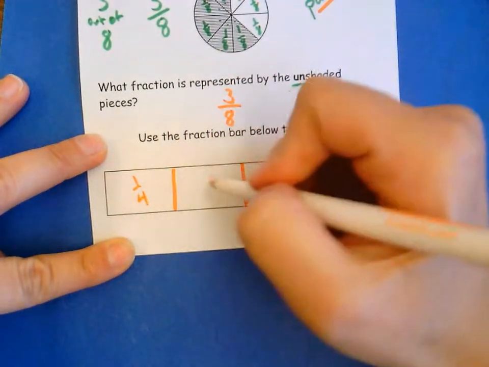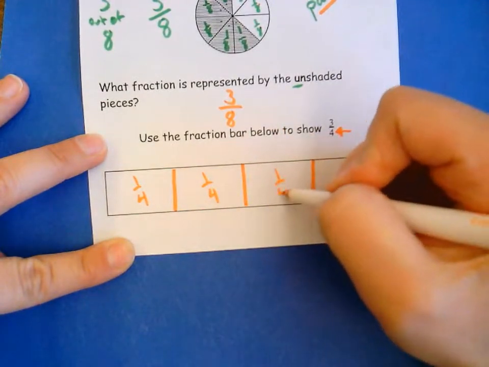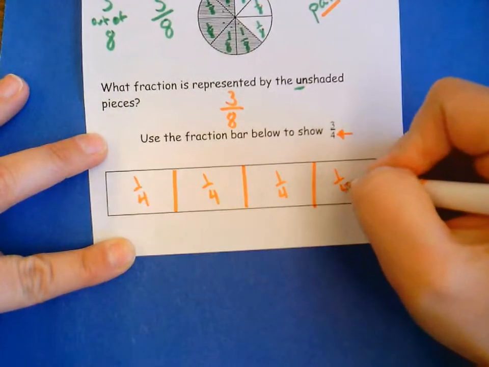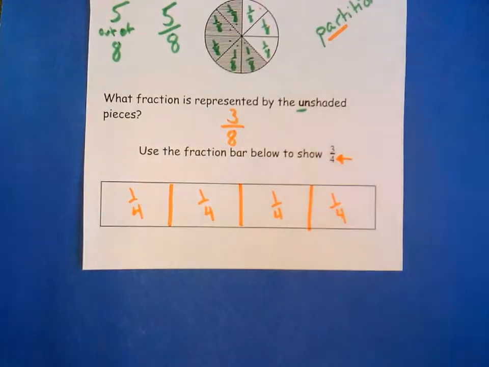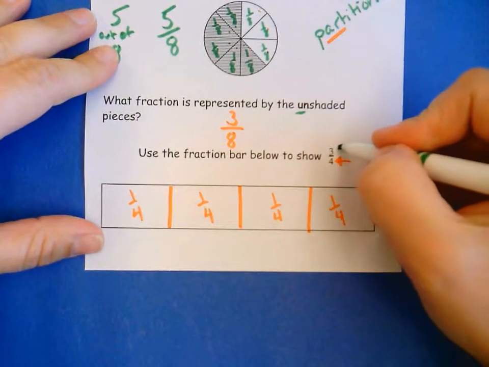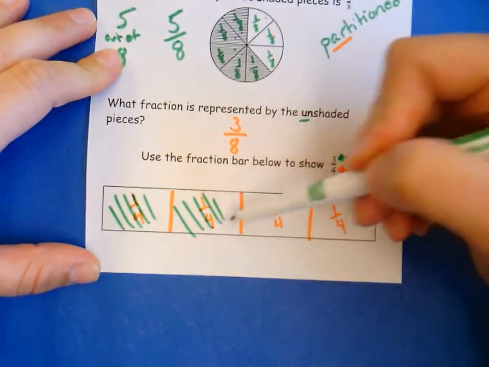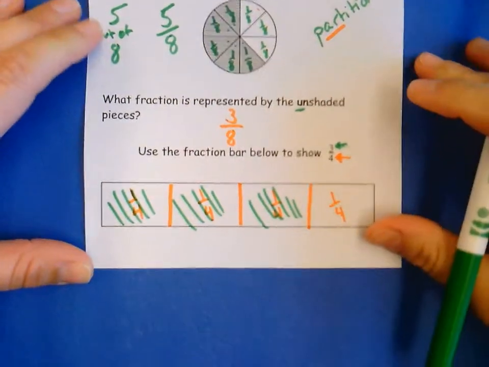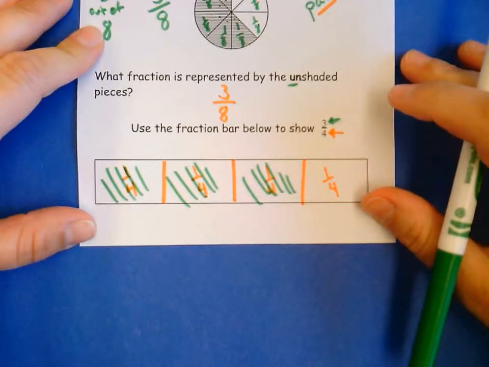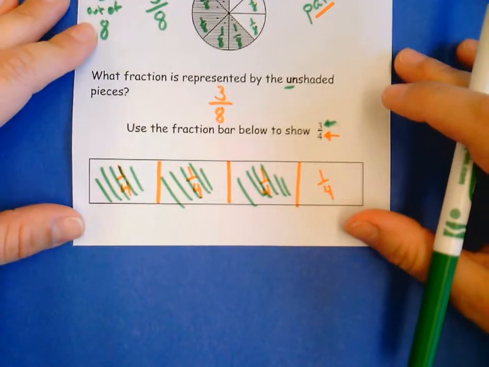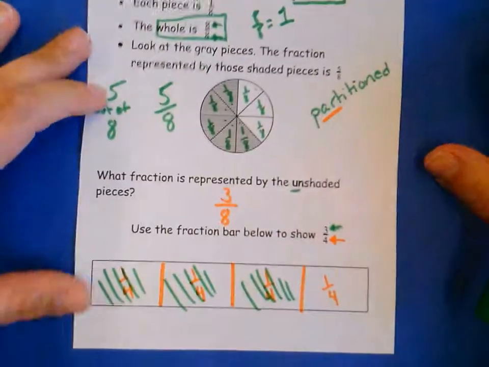So the unit fraction for each of these would be 1/4. If you need to pause the video to fill that in, go right ahead. Now I have my bar partitioned into 4 equal pieces, and my numerator is telling me I need to shade in 3 of them. 1, 2, 3. Just a couple of quick lines to show that those are 3 out of the 4 pieces shaded in. Alright, and that is it for 12-2.